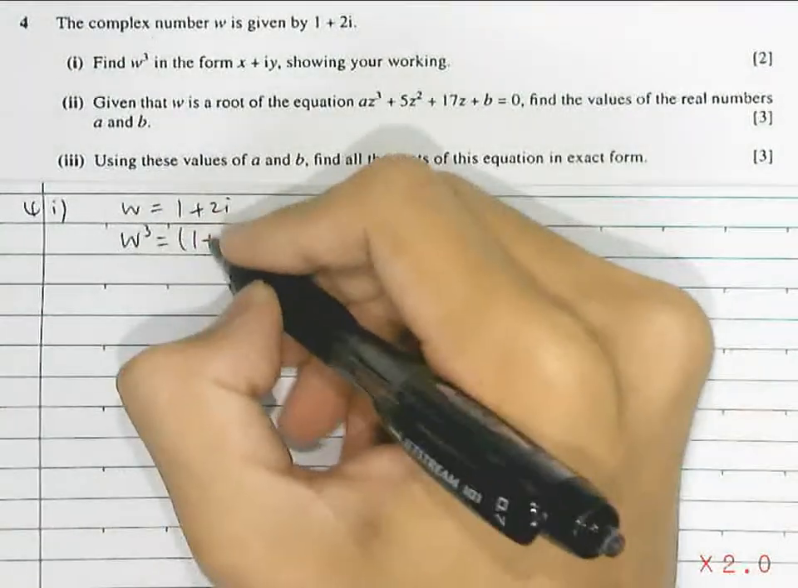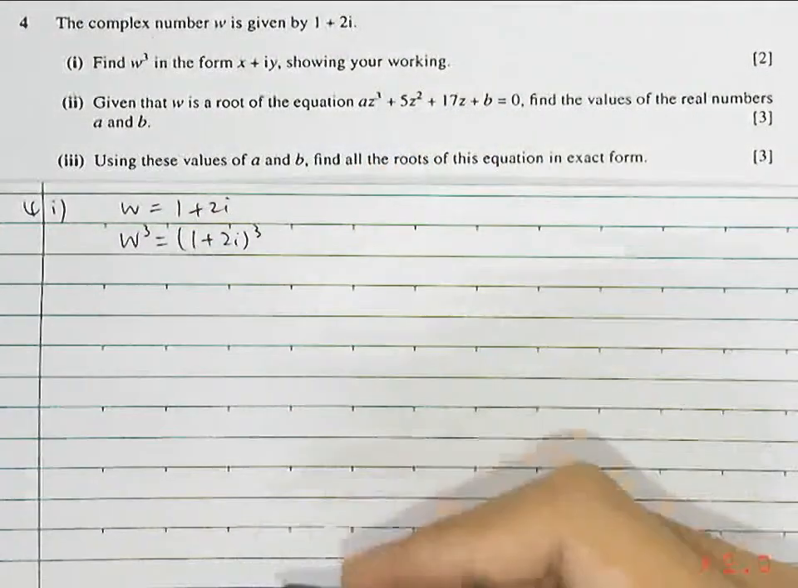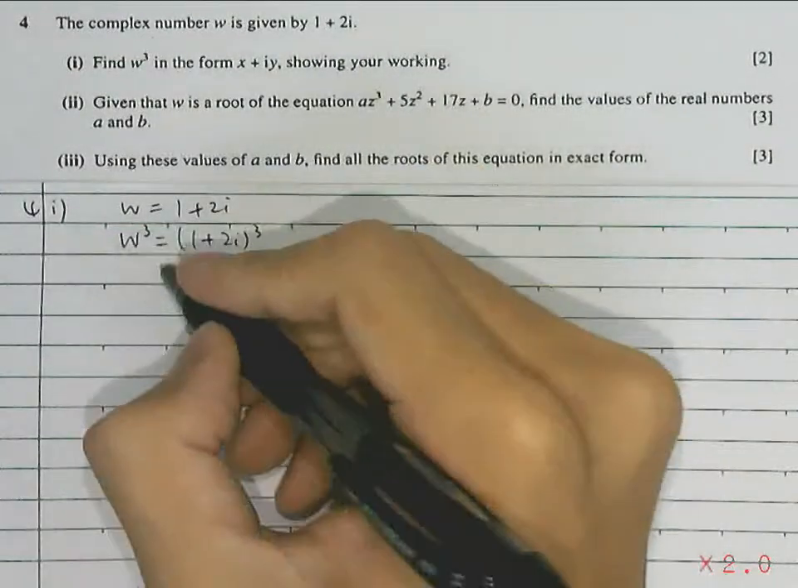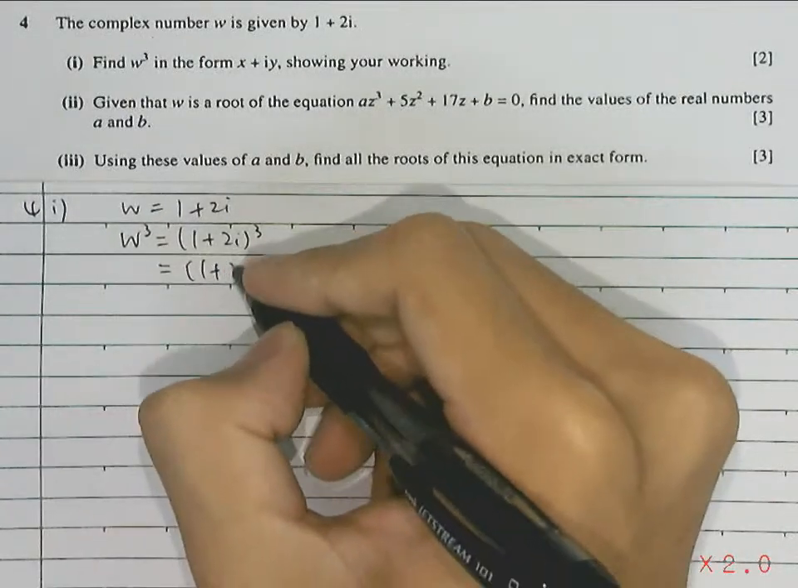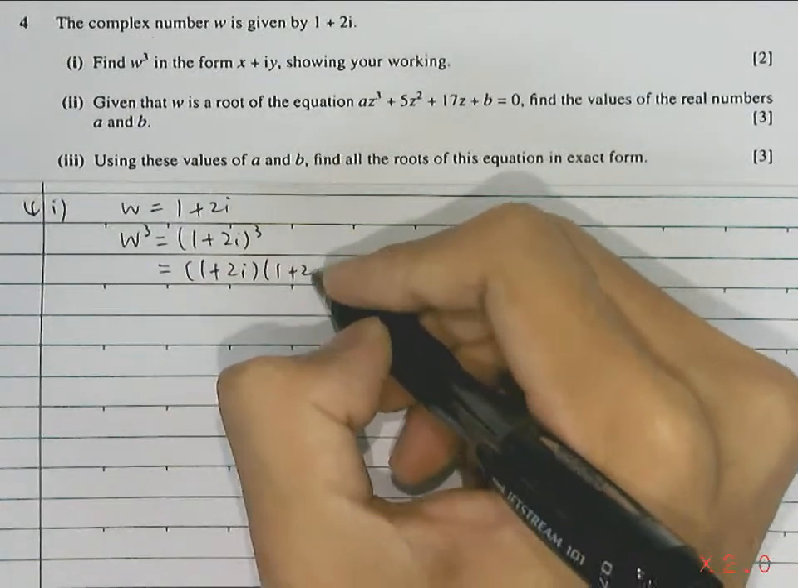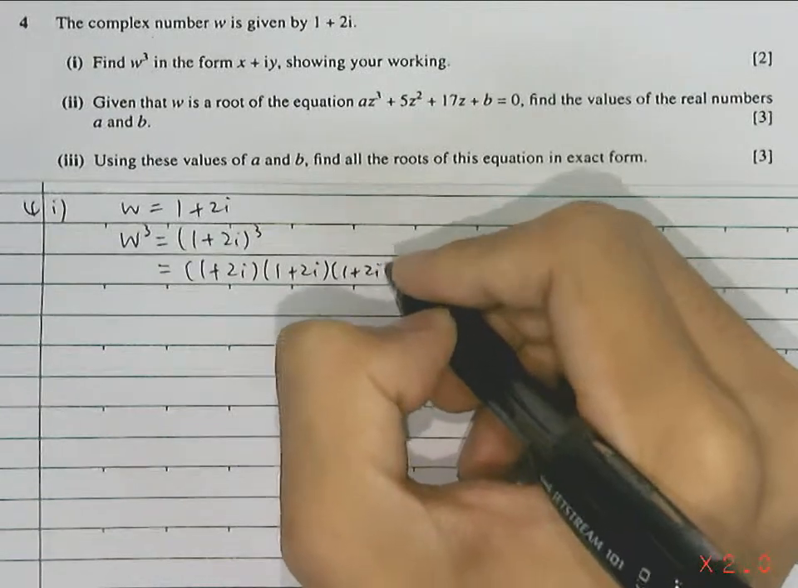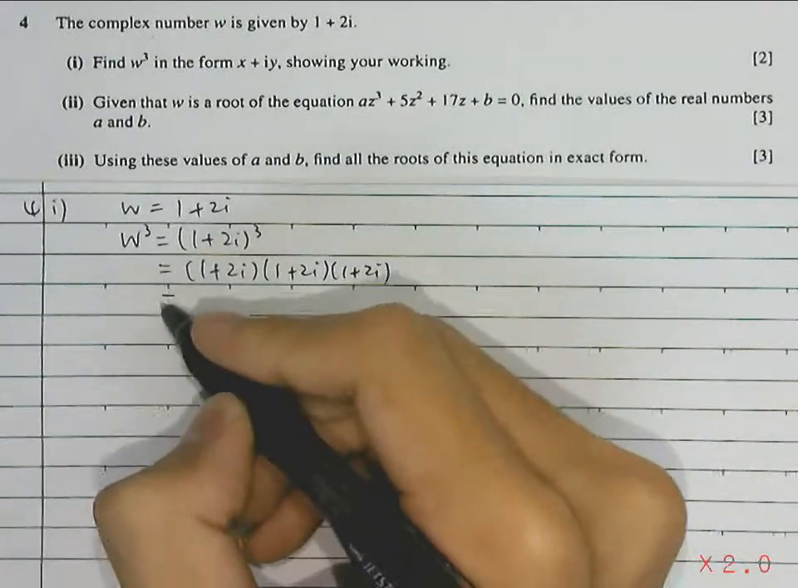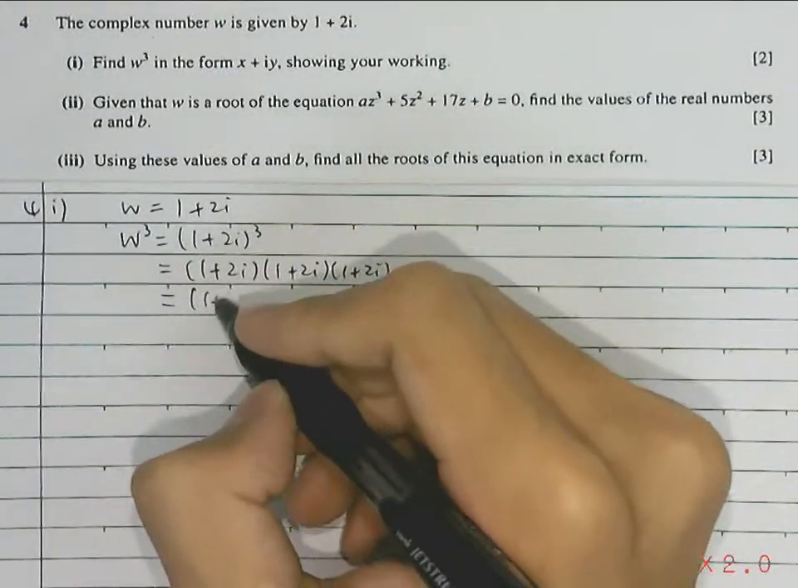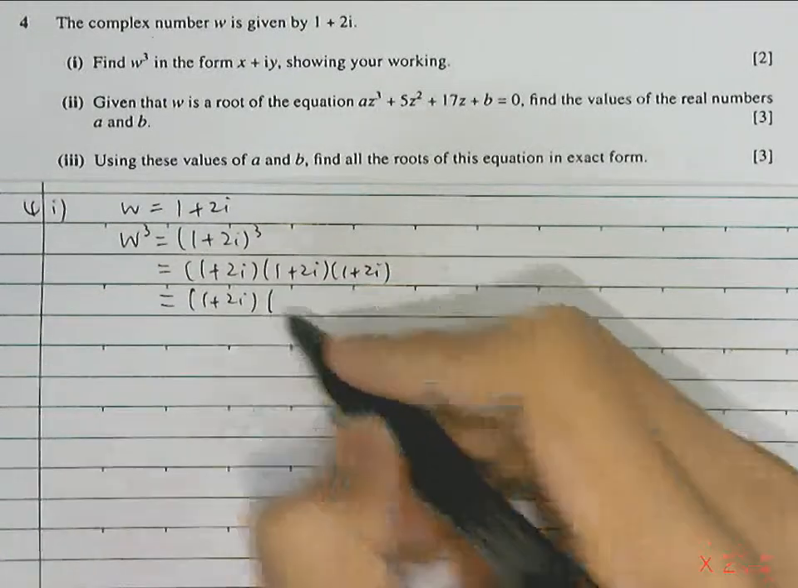So we'll only have to cube the 1 plus 2i, since they ask us to show our working explicitly. So we'll be careful not to skip any steps. First I'll write out the basic expansion. I'll expand 2 brackets first.